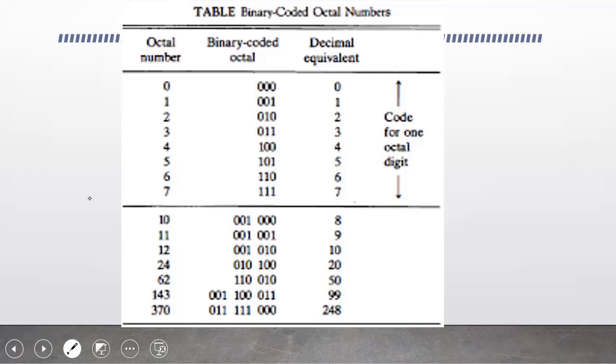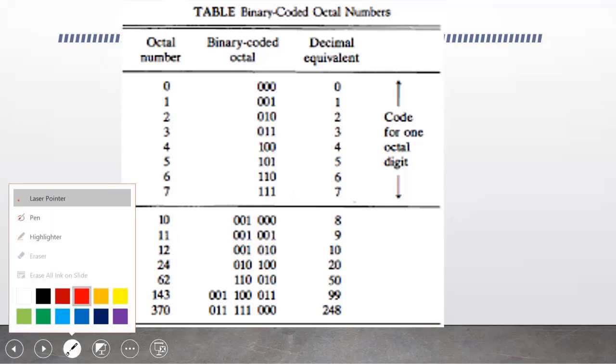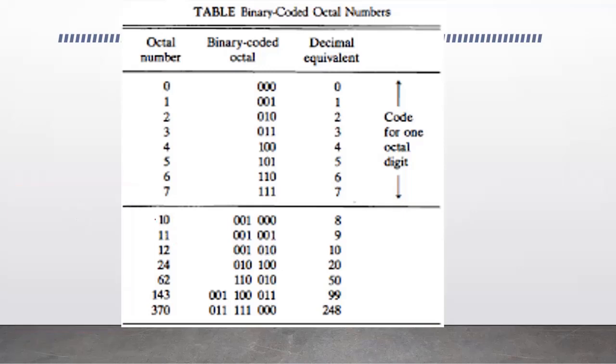So here are the binary coded octal numbers. The octal numbers 0 to 7 are represented in binary form as 000, 001 up to 111. And the next number, if you observe, is not 8, it is 10.